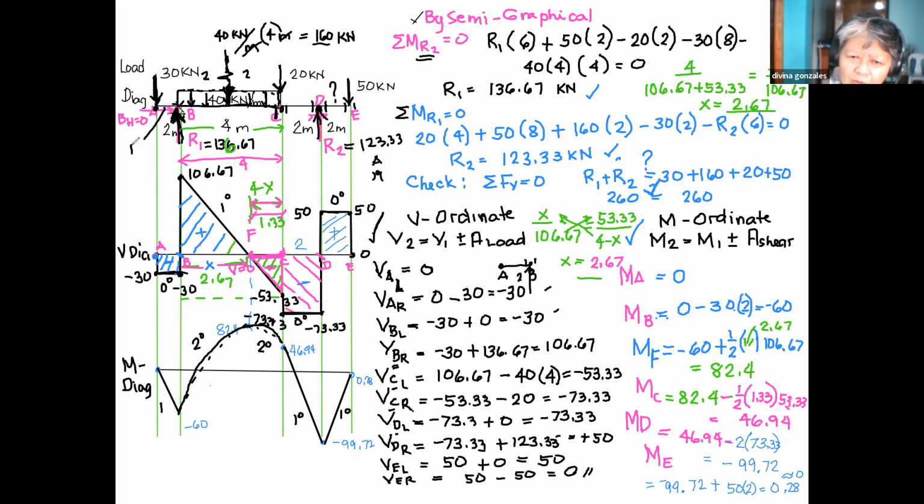Itong load, no degree. Walang load din, no degree yan. Pero ito, 0 degree. Kaya 0, 1, and then pagdating sa moment diagram, it's already 2. It's 1 degree higher than the load. Tapos ito, no degree, 0 degree, first degree. So it's always 1 degree higher. So this is our shear and moment diagram.